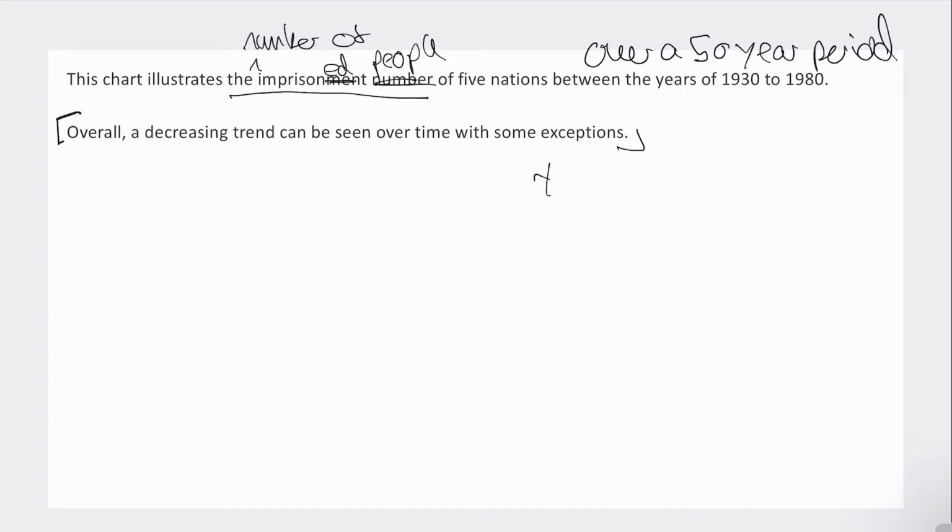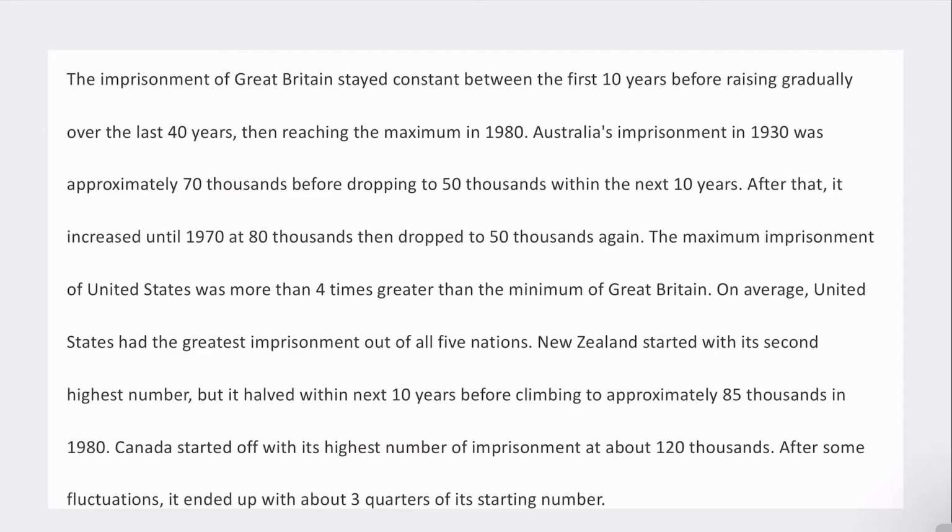I would like to see it a bit more written as this overview, but I think that's a very nice trend that they picked out. The imprisonment of Great Britain stayed constant between the first 10 years before rising gradually over the last 40 years, then reaching the maximum in 1980. The maximum of what? Give me a specific number.